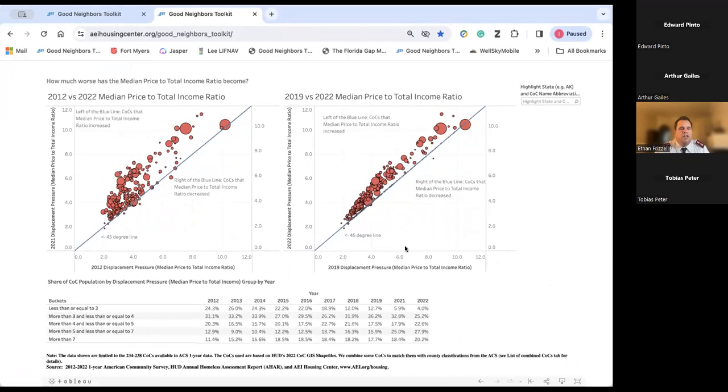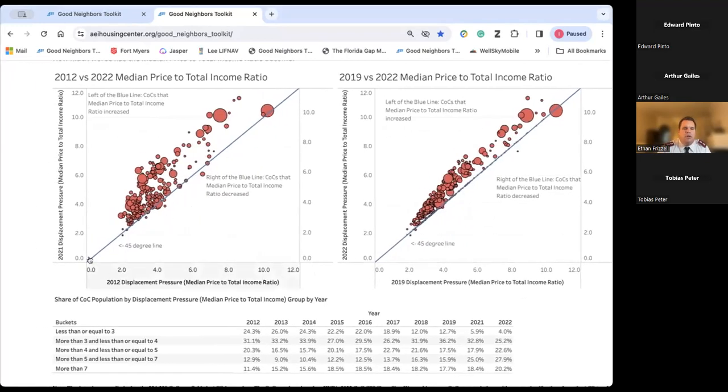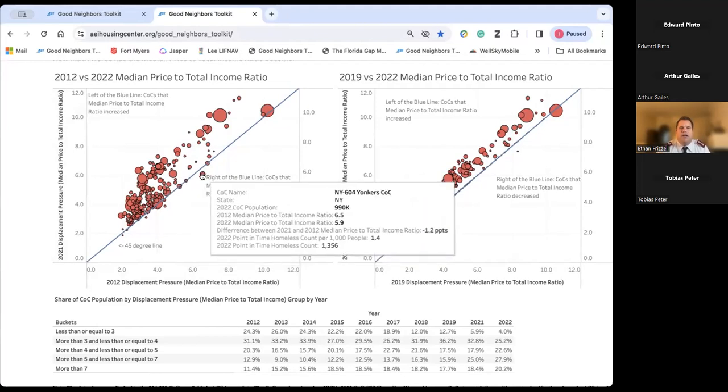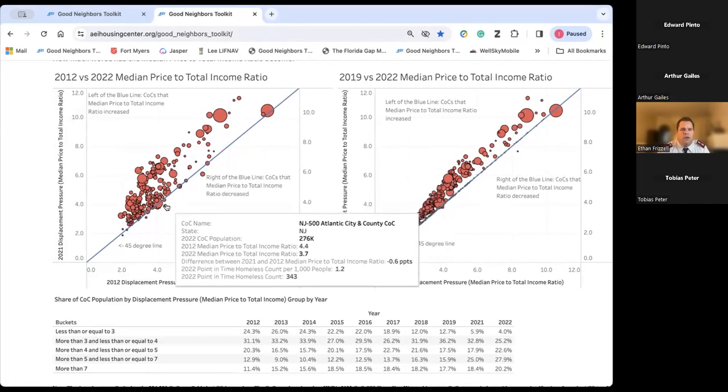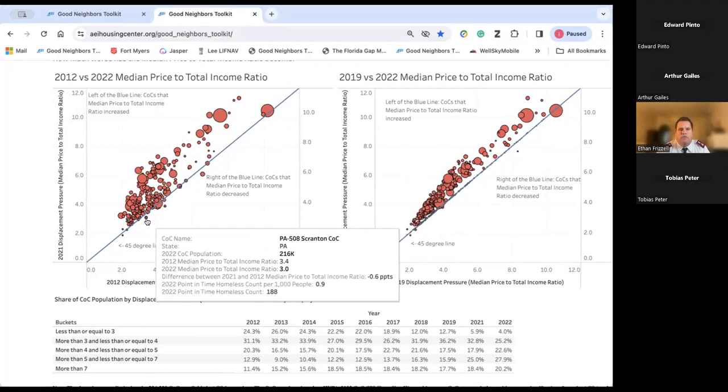The first one is 2012 to 2022, and what you can see is the displacement pressure in 2021 versus 2012, that if it was the same, it would be on that 45-degree line. So everyone to the left has experienced COCs where the median price to the total income ratio has increased. Anyone on the right, you would see they were decreased. So let's see where they decreased. Yonkers. I don't know that I've been to Yonkers, but Yonkers, or Atlantic City, or Scranton. But where did it increase?